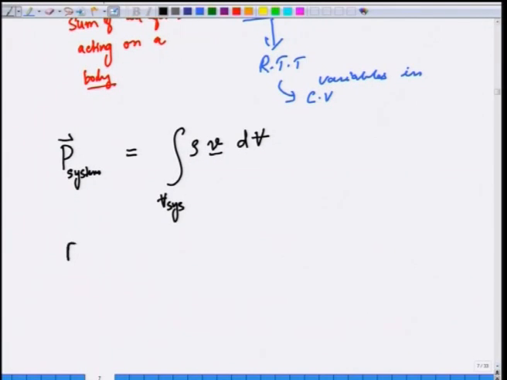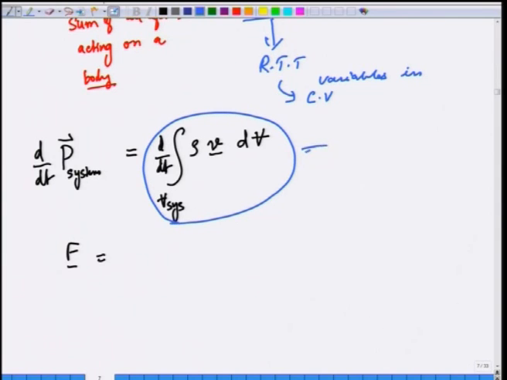Since we want d/dt, we will put d/dt, and this must be simplified using Reynolds transport theorem. We will do this shortly. The sum of all the forces is the sum of body forces and surface forces.